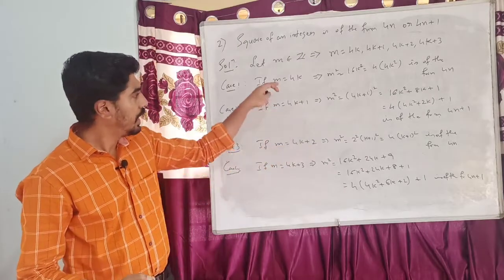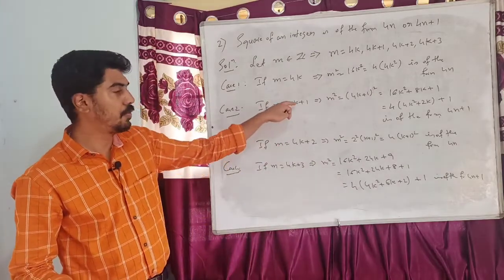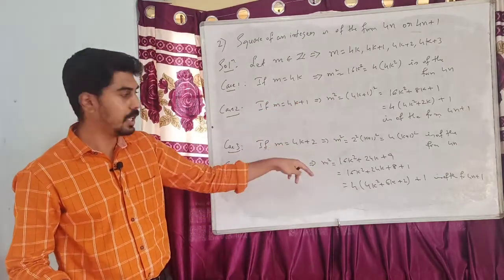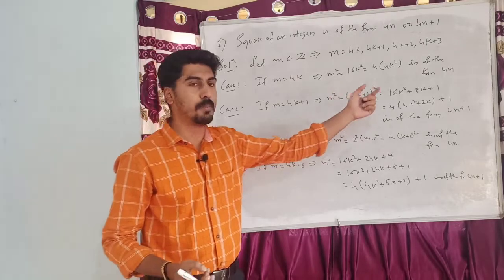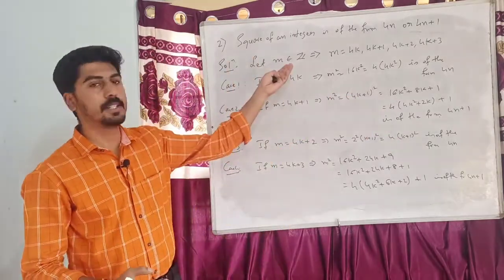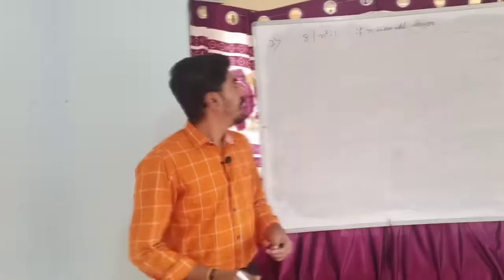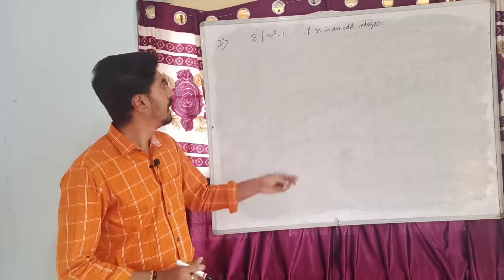So what we have seen here is, if m is of the form 4k and 4k plus 2, m square will be of the form 4n. If m is of the form 4k plus 1 or 4k plus 3, m square will be of the form 4n plus 1. In any case, square of an integer is either of the form 4n or 4n plus 1. Now consider the next problem.